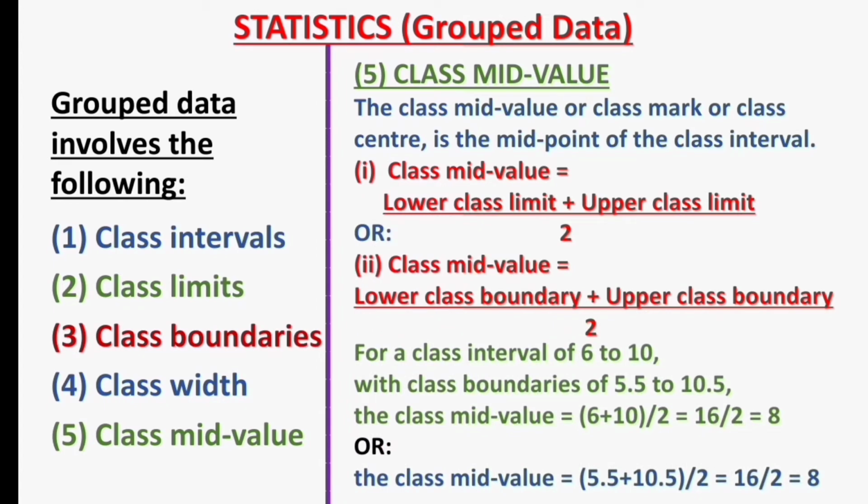For a class interval of 6 to 10 with class boundaries of 5.5 to 10.5, the class mid value is the lower class limit plus the upper class limit divided by 2, which will give us 6 plus 10 divided by 2, which is 16 divided by 2, which is 8. Or the class mid value can as well be the lower class boundary plus the upper class boundary divided by 2, which is 5.5 plus 10.5 divided by 2, which will give us 16 divided by 2 again. The class mid value remains 8.